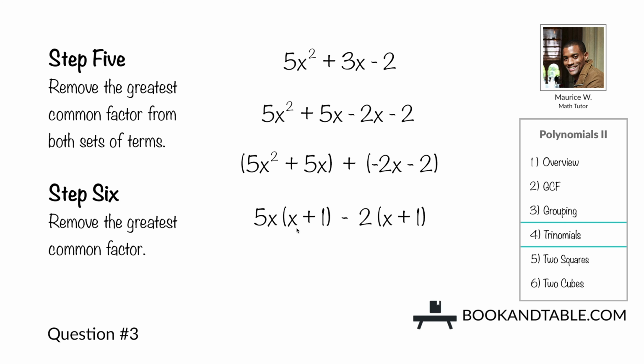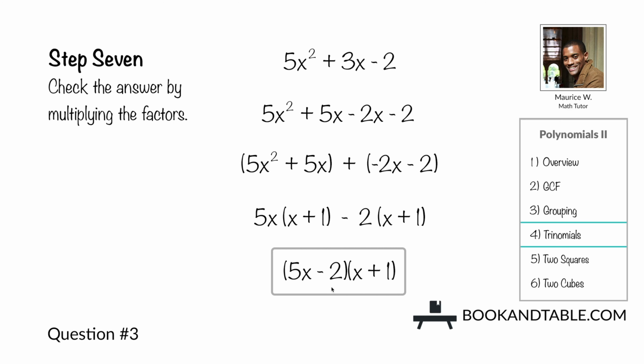So now we can remove the greatest common factor between this term and this term. And the greatest common factor is the factor x plus 1. We can remove it from both, giving us x plus 1 as one factor, and 5x minus 2 as the second factor. So 5x squared plus 3x minus 2 is equal to 5x minus 2 times x plus 1. In step 7, check the answer by multiplying the factors. When we multiply 5x minus 2 and x plus 1, we should get 5x squared plus 3x minus 2.